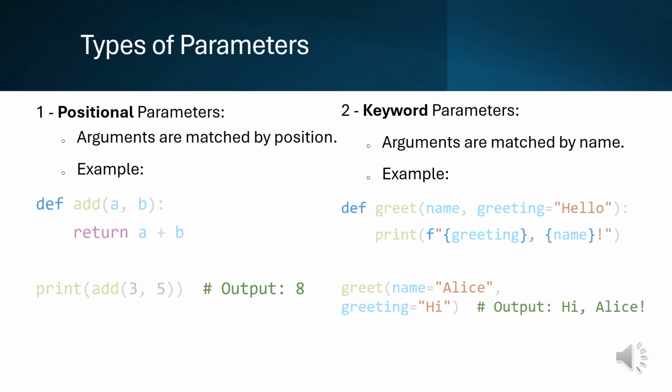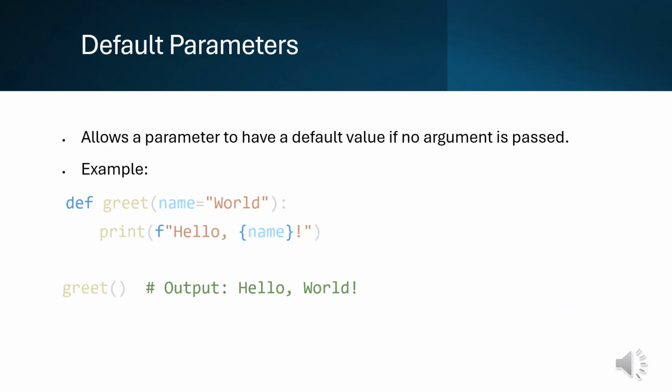Keyword parameters are matched by their names. These are more flexible and allow default values. def greet(name, greeting="Hello"): print(greeting, name), greet(name="Alice", greeting="Hi"). Output: Hi Alice. Default parameters provide fallback values. For example, def greet(name="world"): print("Hello", name), greet(). Output: Hello world. If you don't pass a value for name, it defaults to world. This is useful for creating flexible functions.